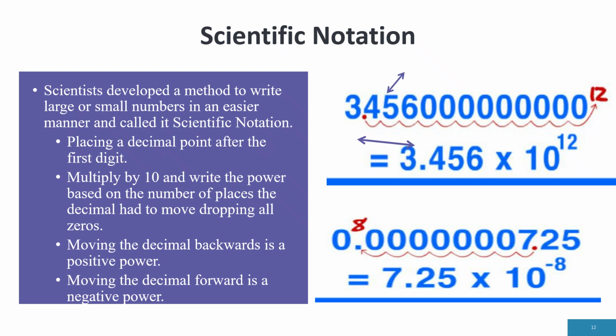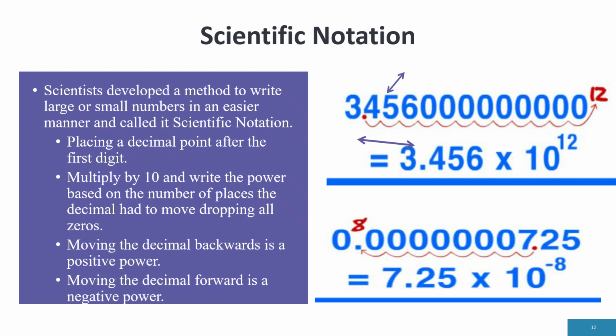Again, significant figures, we said the whole digits, the non-zero digits, we cannot change, but we can move the decimal forwards and backwards as we multiply by 10 to the power of. So that being said, first we place a decimal point after the very first digit and very first digit only. Then we multiply by 10 and write the power based on the number of places the decimal had to move to drop all the zeros. Let's take a look at that very first number.